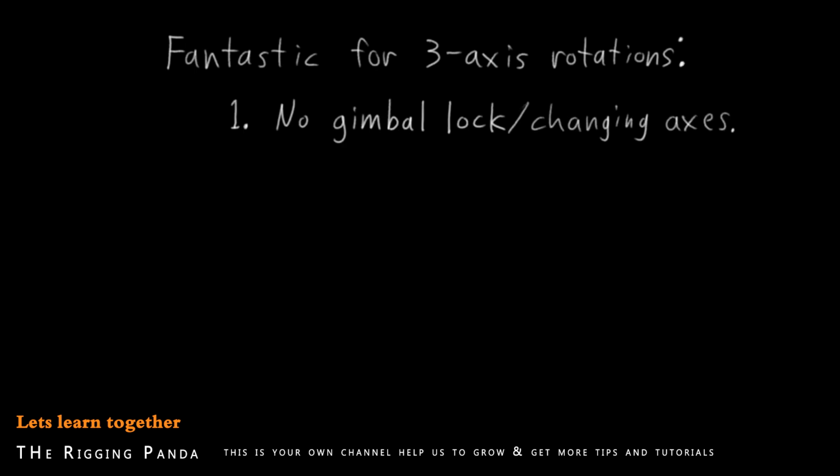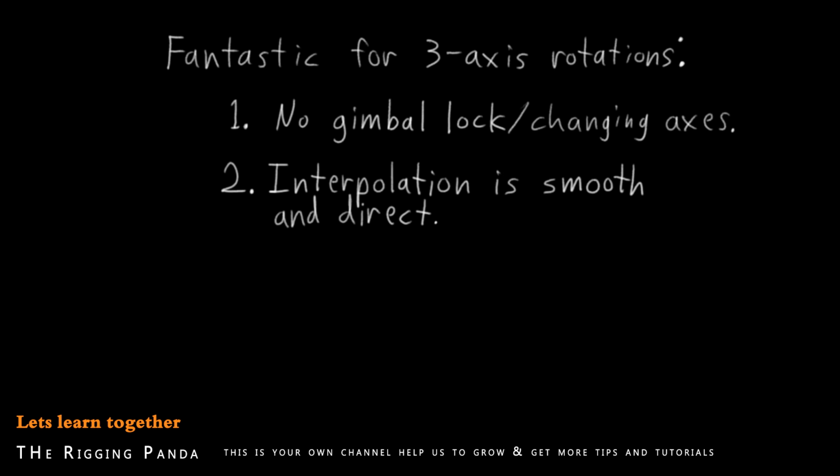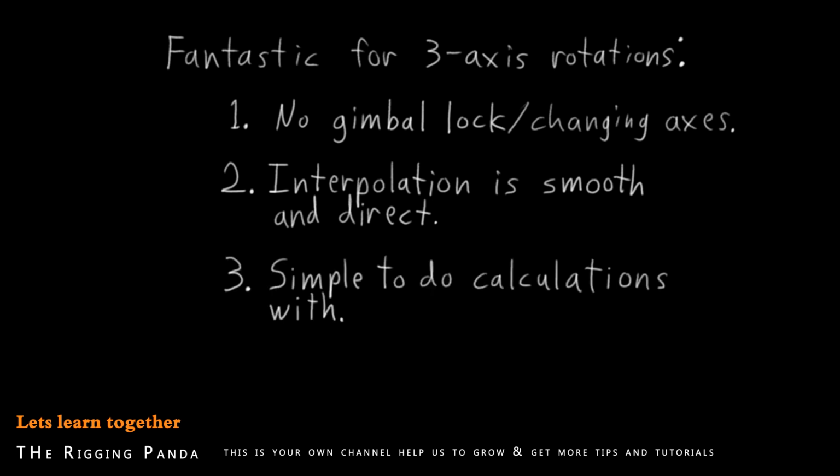First, no gimbal lock or changing axes, which are a big issue for Eulers. Two, rotation interpolation is smooth and direct, which is often not the case with Eulers in the general 3D case. And three, there are several things that are trivial to calculate using quaternions that are a pain to calculate with other rotation representations, and these are things that are actually useful for rigging.